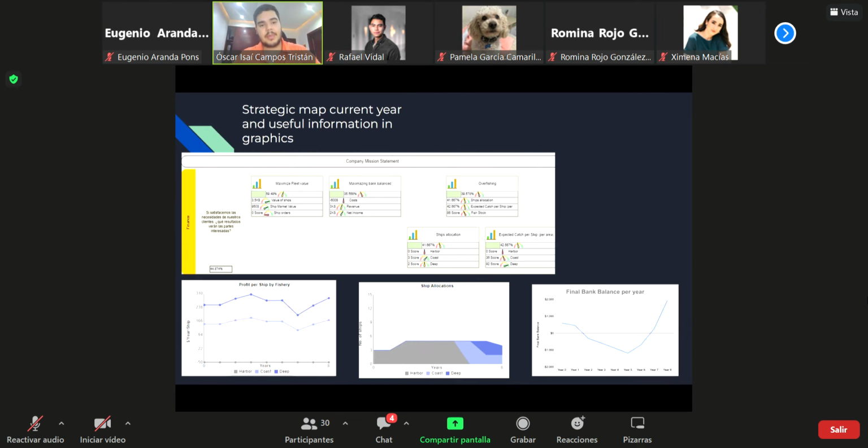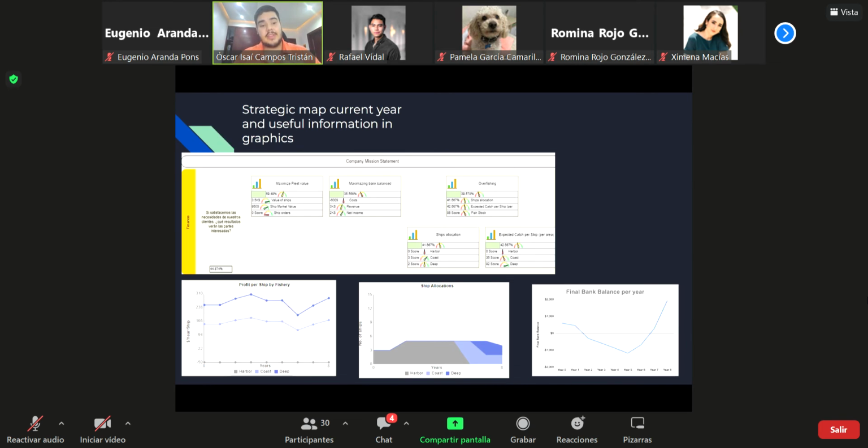Then the strategic map and the current year and useful information in graphics. Actually, the strategic map, I see it like a summary of the scorecard because it helps me to understand in a better way how, for example, the maximizing fleet value is, that we can see that there is 59.49%. It is good, but not enough. But actually, what parts should be improved in this? Well, the value of the ships is good. The ship market value is also good, but the ship orders in the market are not very good. So actually, that is the thing that should be improved.